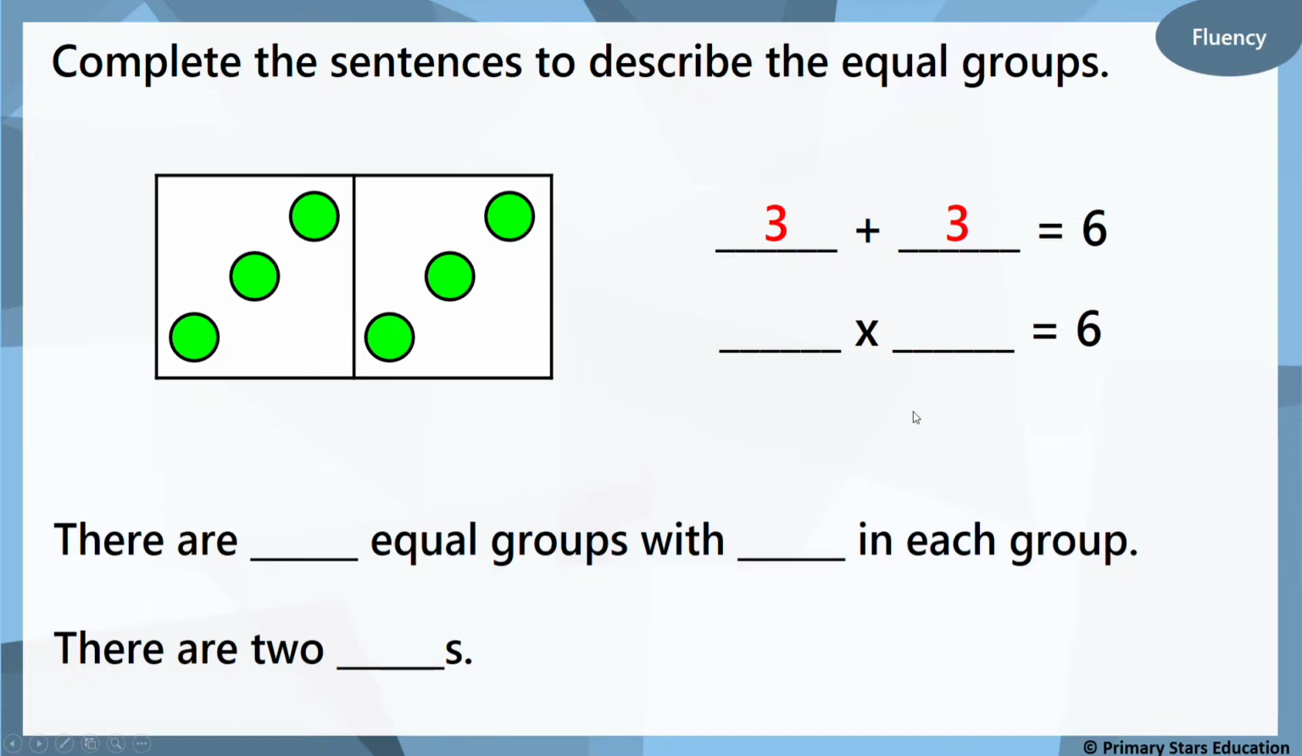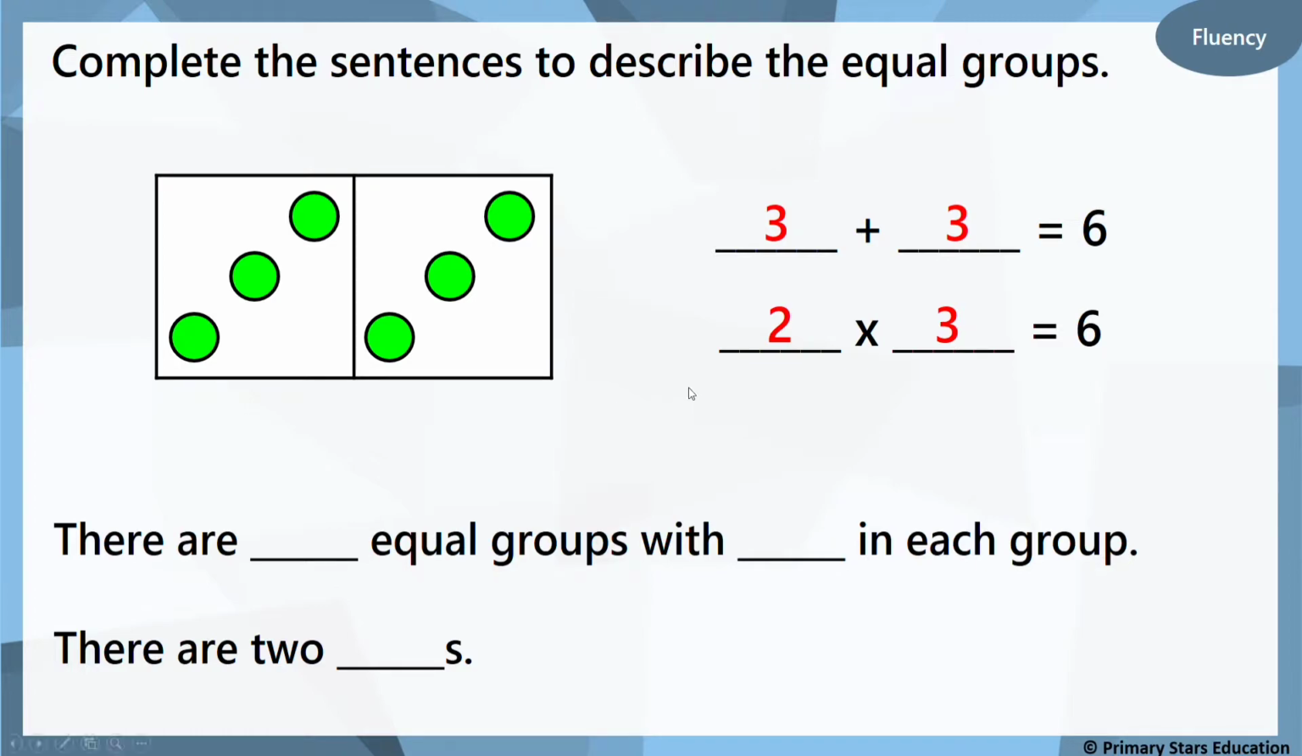Now the little times symbol, if you can see it here, circling it with my mouse, talks about groups an awful lot. So what we'll do is we'll have a look at the side. How many groups do we have, or how many equal groups? We have 2 equal groups with 3 in each group. So it will look like this.